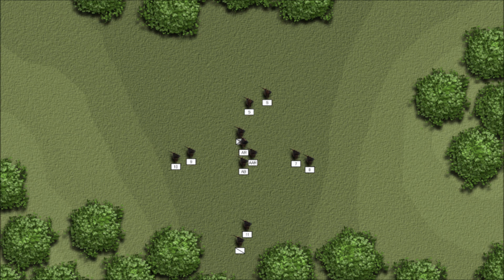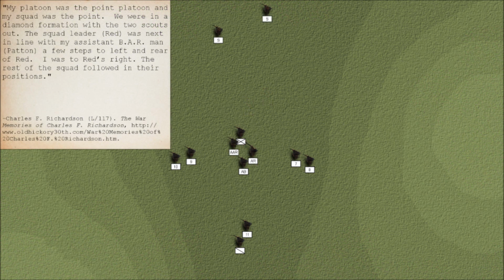Charles F. Richardson, a BAR gunner from the 30th Infantry Division, describing an attack near Aachen, recalled, "My platoon was the point platoon, and my squad was the point. We were in a diamond formation with the two scouts out. The squad leader, Red, was next in line with my assistant BAR man, Patton, a few steps to left and rear of Red. I was to Red's right. The rest of the squad followed in their positions."